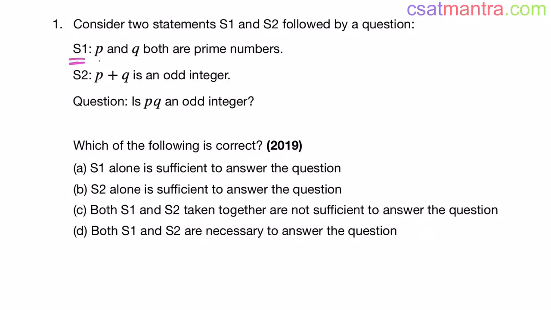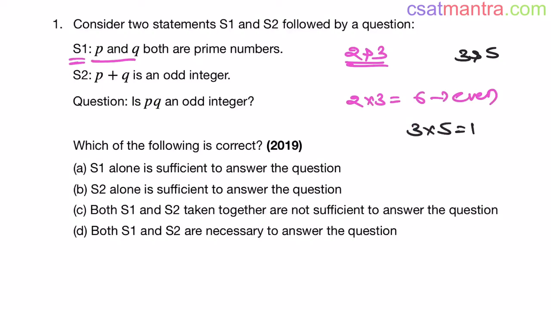Now I am taking P and Q as 2 and 3, my friends, okay? Both are prime numbers. Now in this case, P into Q, 2 into 3, that is 6, it is even. Now, if I take P and Q as 3 and 5, in this case, P into Q is 3 into 5, that is 15, this is odd. So, when P and Q both are prime numbers, you are not having an exact answer for this question, my friends. For some cases, it is even. For some cases, it is odd.